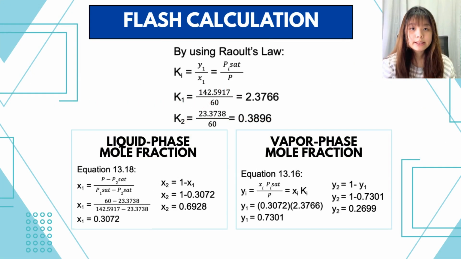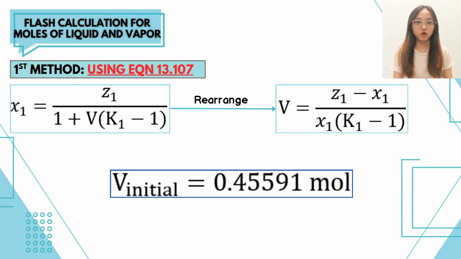in the liquid phase. Next is the flash calculation part. First, we find the liquid and vapor phase mole fractions. Raoult's law is used to find Ki, and we found that K1 is 2.38 and K2 is 0.39. Next, we use equation 13.18 to find liquid phase mole fractions, and we found that X1 is 0.31 and X2 is 0.69. Then we use equation 13.16 to find vapor phase mole fractions, and we found that Y1 is 0.73 and Y2 is 0.27.